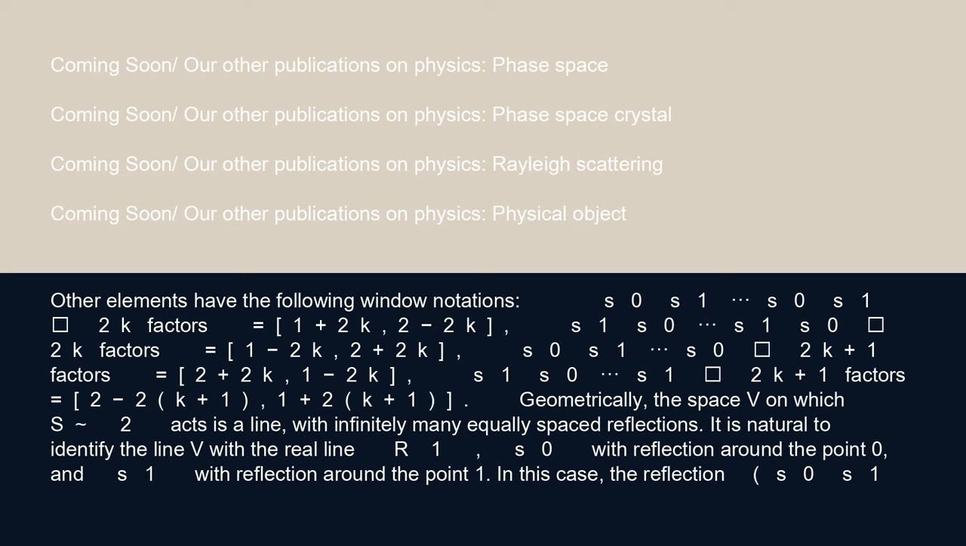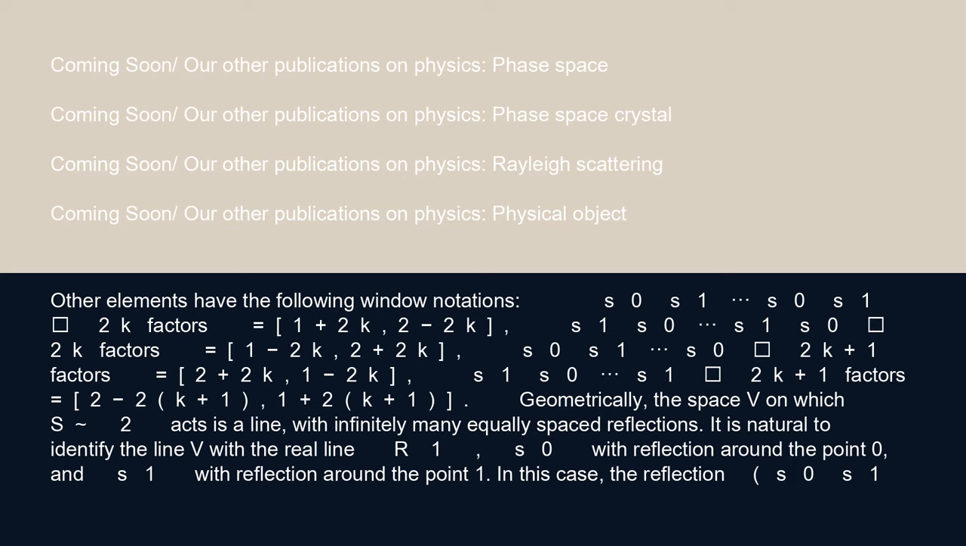Other elements have the following window notations: (s_0 s_1 ··· s_0 s_1) with 2k factors = [1+2k, 2-2k]; (s_1 s_0 ··· s_1 s_0) with 2k factors = [1-2k, 2+2k]; (s_0 s_1 ··· s_0) with 2k+1 factors = [2+2k, 1-2k]; (s_1 s_0 ··· s_1) with 2k+1 factors = [2-2k+1, 1+2k+1].